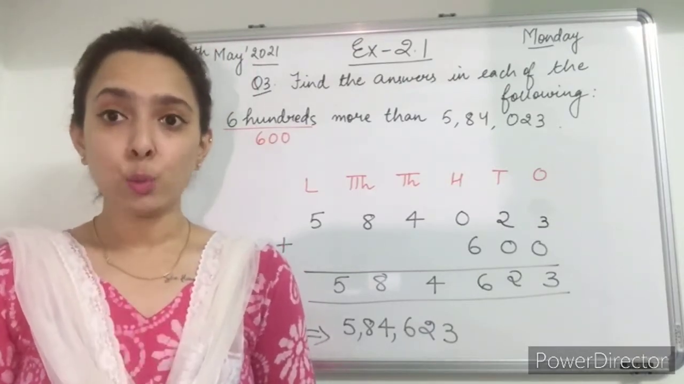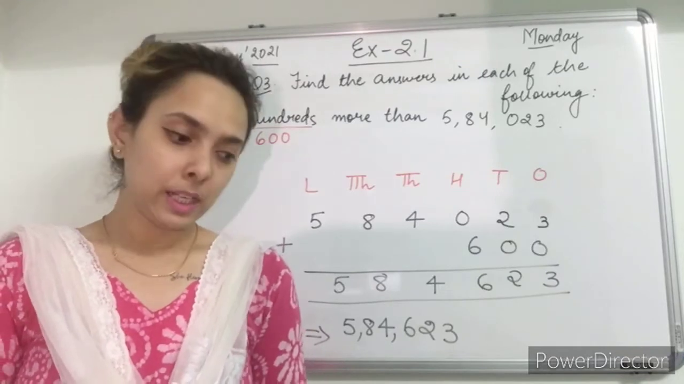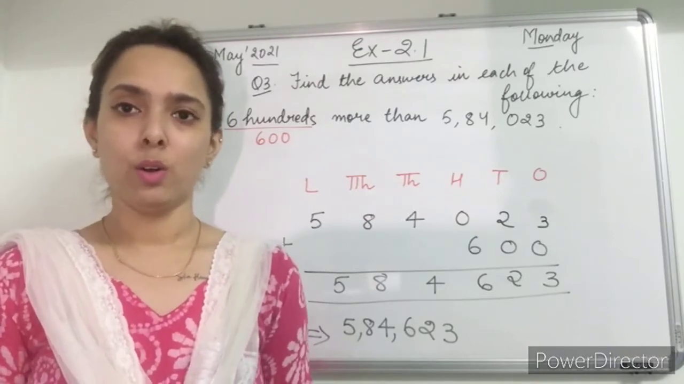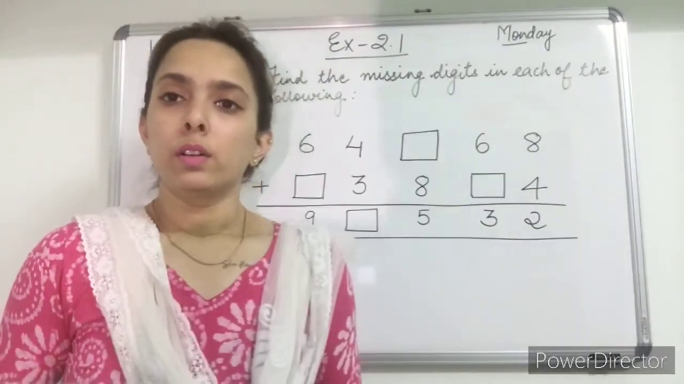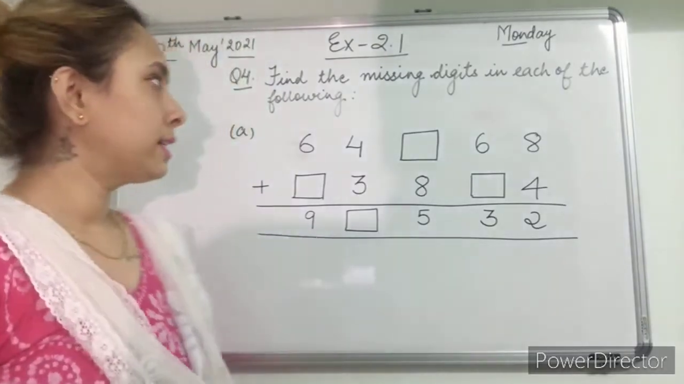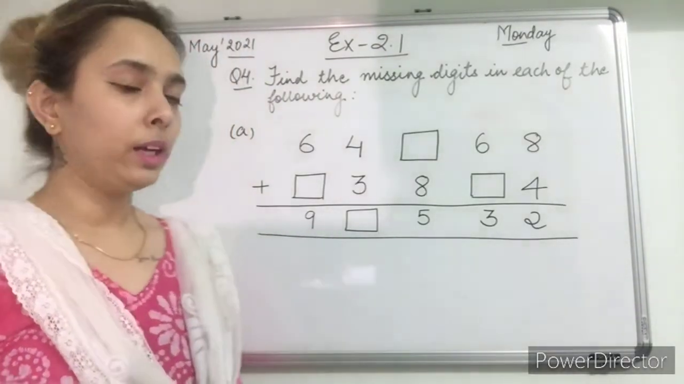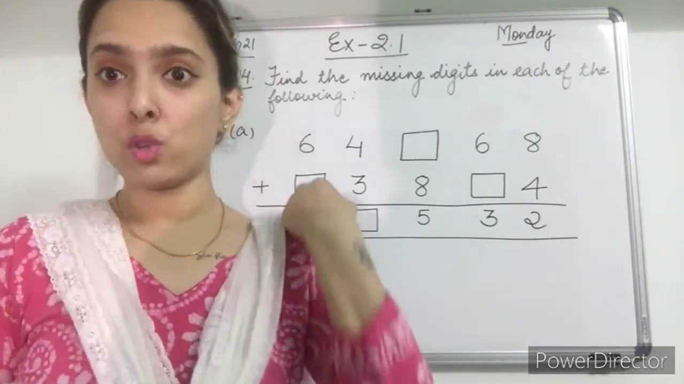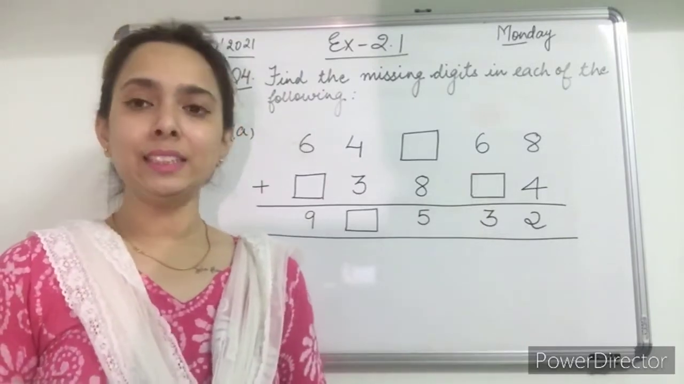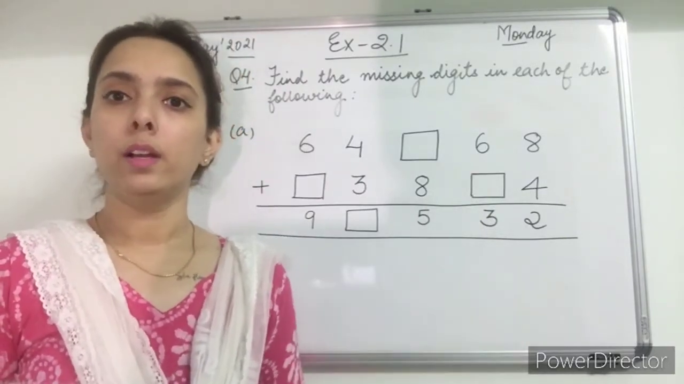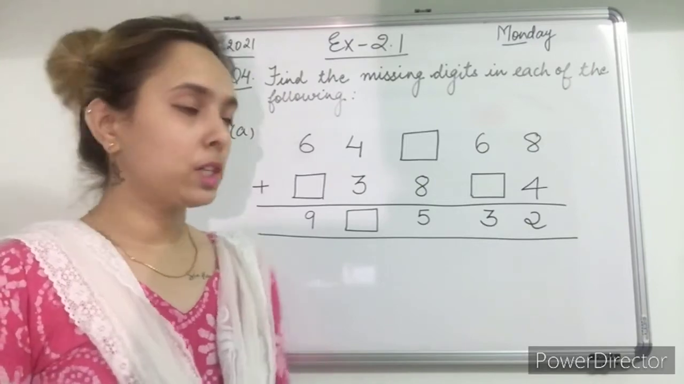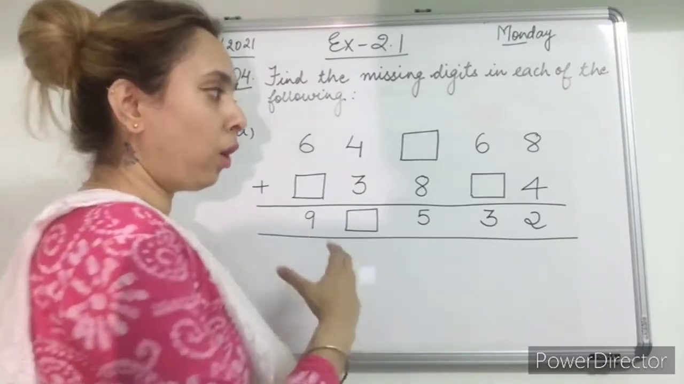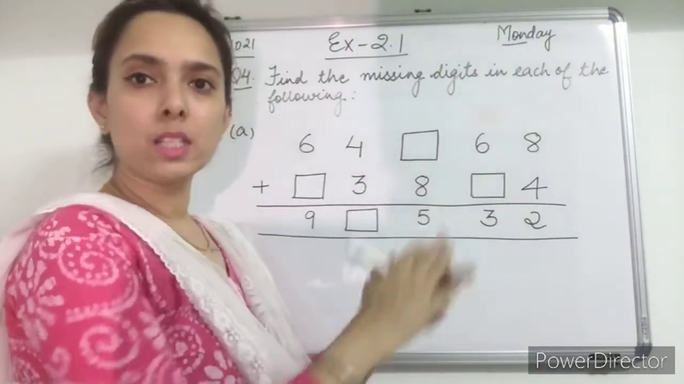So now the next question is, find the missing digits in each of the following. Let's start doing this question also. Students, question number 4 is, find the missing digits in each of the following. Now we will do these questions by following some tricks. As you all can see that in addends and the sum, there are some digits missing. So we will learn how to find out the missing digits. We will always start with the ones place value.